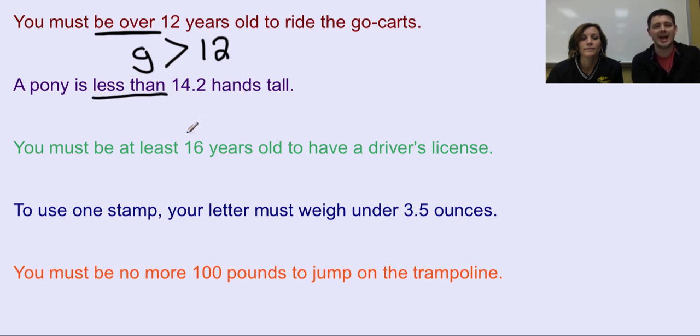They used to measure things in hands. Let's take P for pony and 14.2. We want less than. Well, this one's kind of straightforward. That's pretty easy. Nice and easy, is less than.